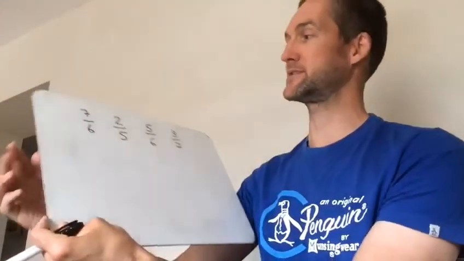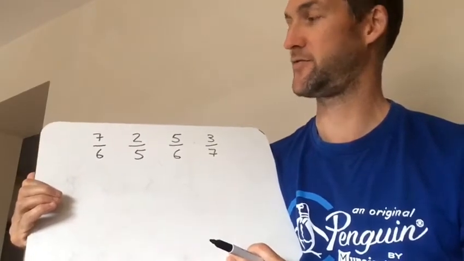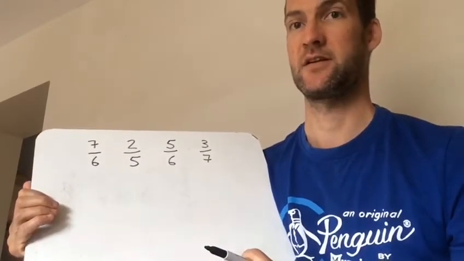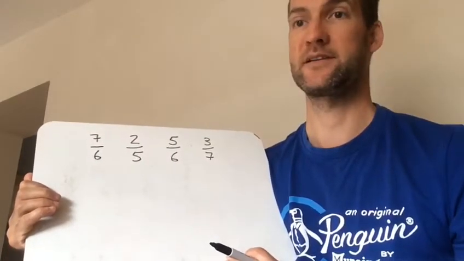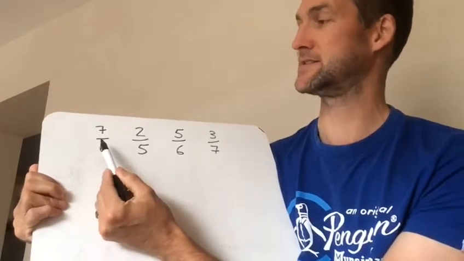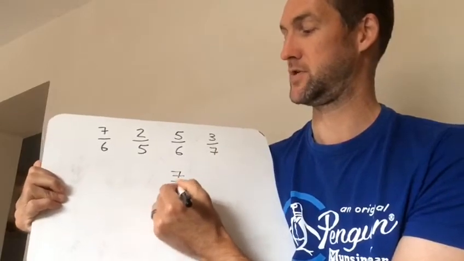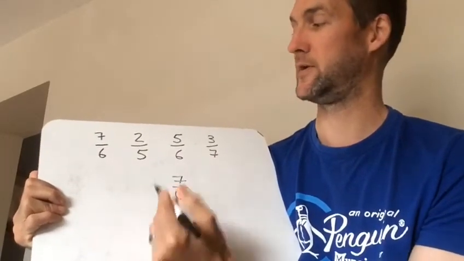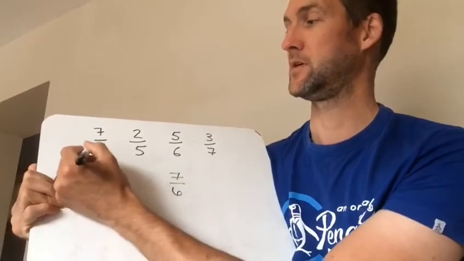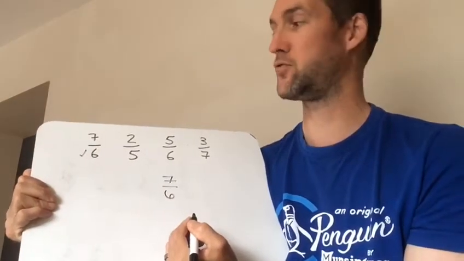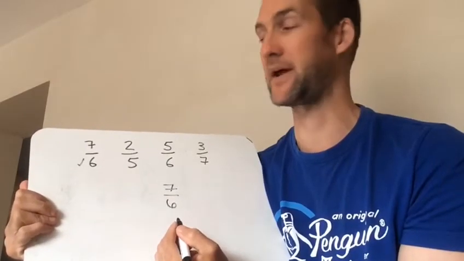Let's have a look at another example then. 7/6, 2/5, 5/6, 3/7. Now, do you notice anything? That's good if you did. You may have noticed that 7/6 is going to be my largest fraction because it is greater than a whole, and all my other fractions are less than a whole. Now, when talking about ordering them, I've already done one of them and I haven't really had to do much apart from think mathematically about it.